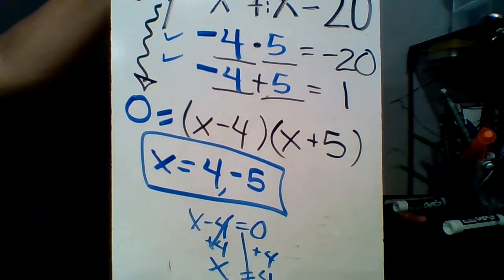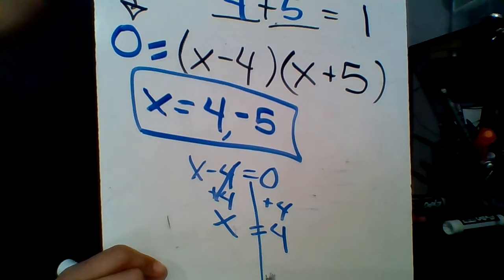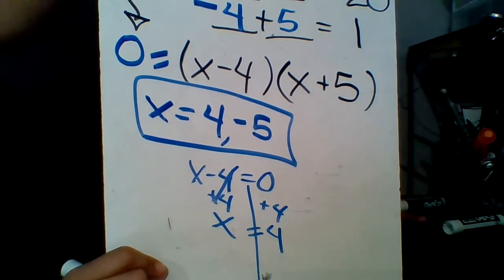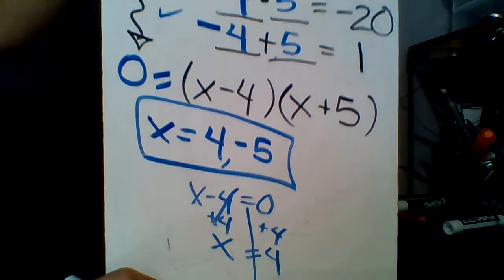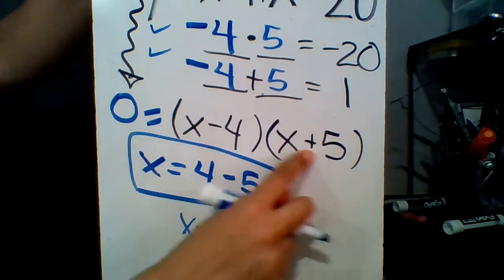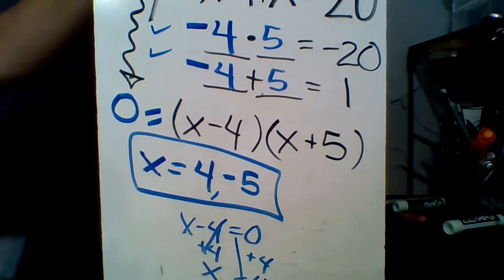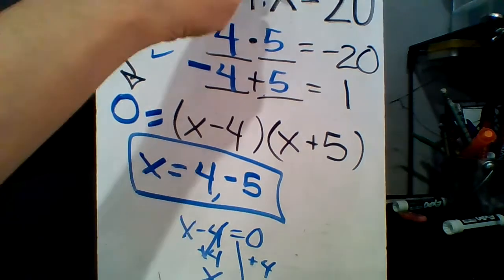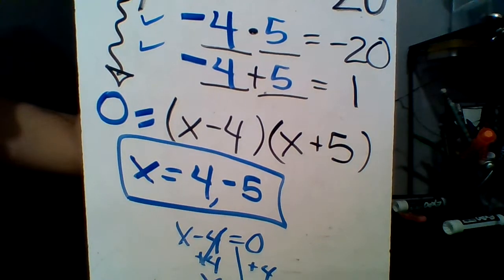Okay, so it's just a shortcut that you use so that you don't have to show all your work. It's going to end up being the same thing, but just the opposite sign. So this positive 5 would be a negative 5. All right, that's it for number 1 and number 2.